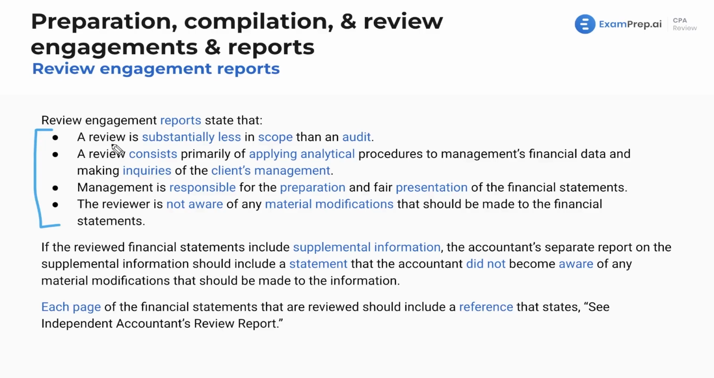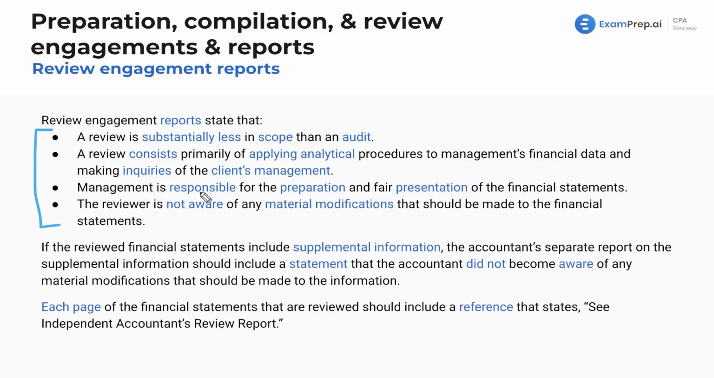Well, it's going to mention that a review is substantially less in scope than an audit. You don't want the readers being confused at all. You want them to understand what happened here. And what happened here is that you did a lot less work than what would have been required for an audit. You want to state that the review consists primarily of applying analytical procedures and making inquiries, which we've seen as well. This is going to be specifically, explicitly stated in the report.